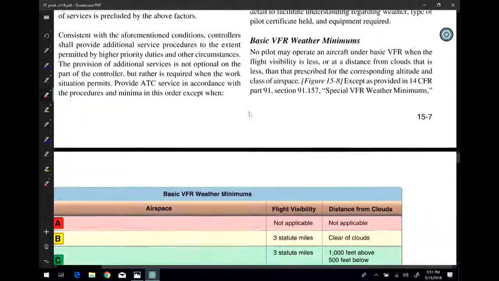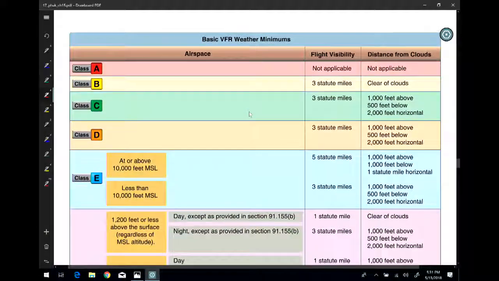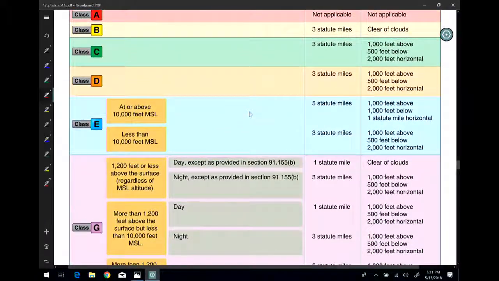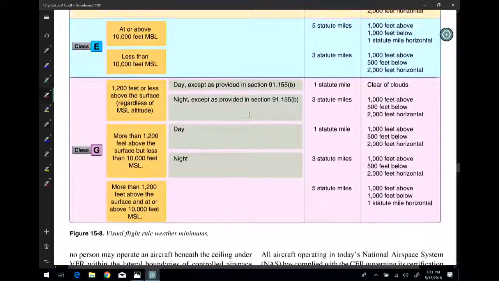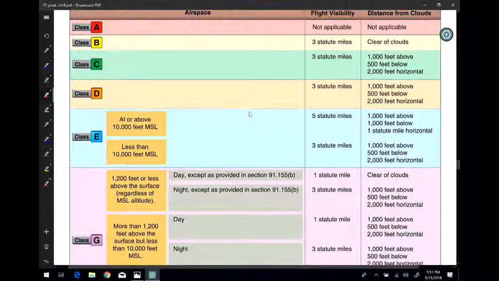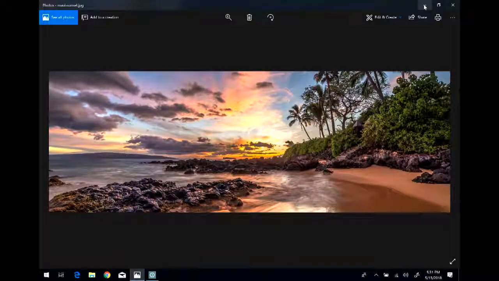Basic VFR weather minimums. This is the next thing I want to show you. We talked about basic VFR weather minimums. You can look at this big table and learn the VFR weather minimums. This is something that we are going to learn. However, I'm going to show you a different way to learn it.